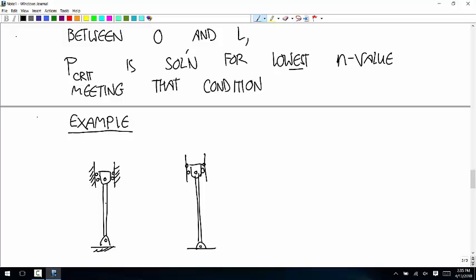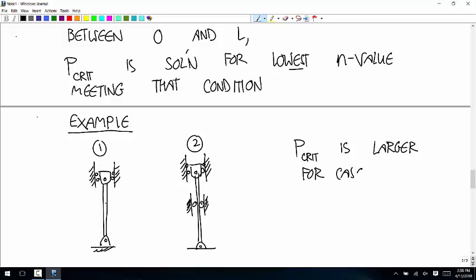But the second one is restricted at its midpoint. So let's call this case 1 and this case 2. P critical is larger in case 2 than case 1. By what factor?